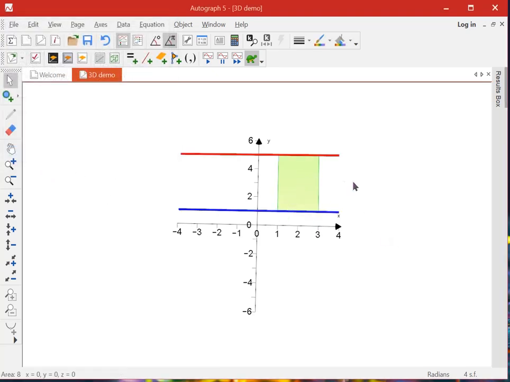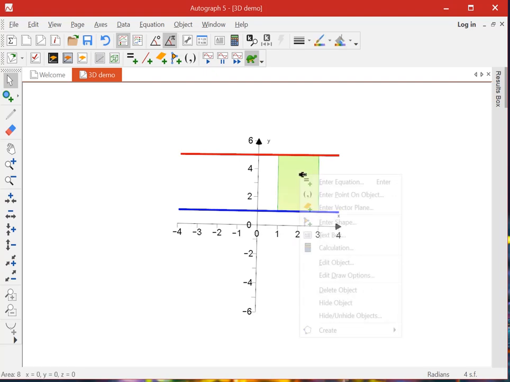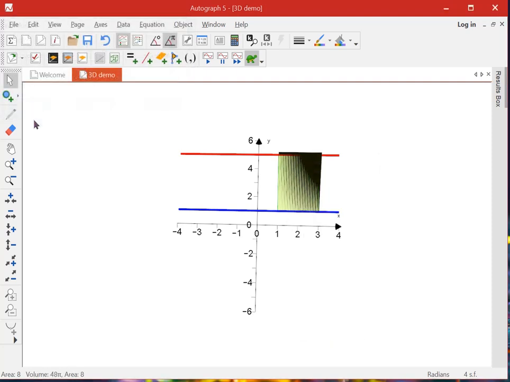And there's my rectangle. And again, I want to know what three-dimensional shape I'm going to get when I rotate this rectangle about the x-axis. I'm going to select it. Try again. Select, create, volume, y equals 0. Here we go.